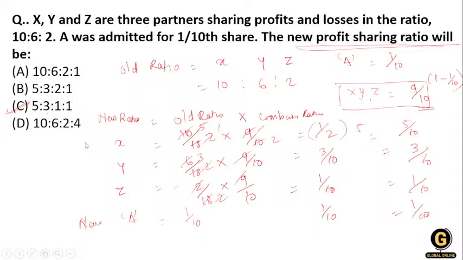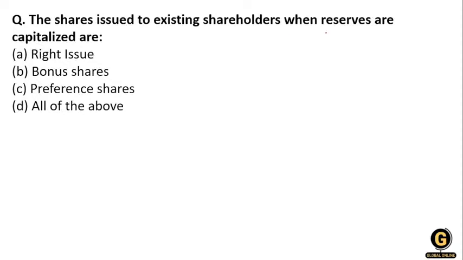Okay, the next question, which is on your screen: the shares issued to existing shareholders when reserves are capitalized are: right issue, bonus shares, preference shares, or all of the above. The question is about shares issued to existing shareholders when reserves are capitalized. When we capitalize a reserve, which share does the company issue to the existing shareholders? So you know that this is a simple question.